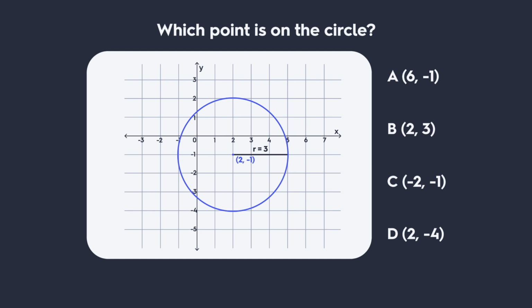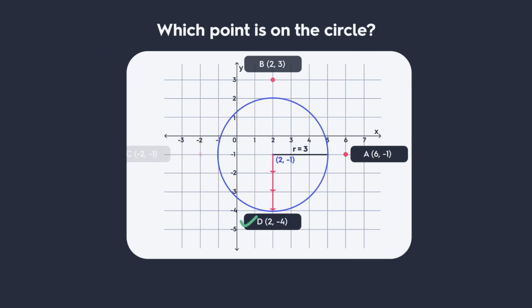A point is on the circle if its distance to the center is exactly the radius. From (2, -1) to (2, -4) is 3 units straight down. So point D is on the circle. The other points are 4 units away from the center, not 3, so they are not on the circle.